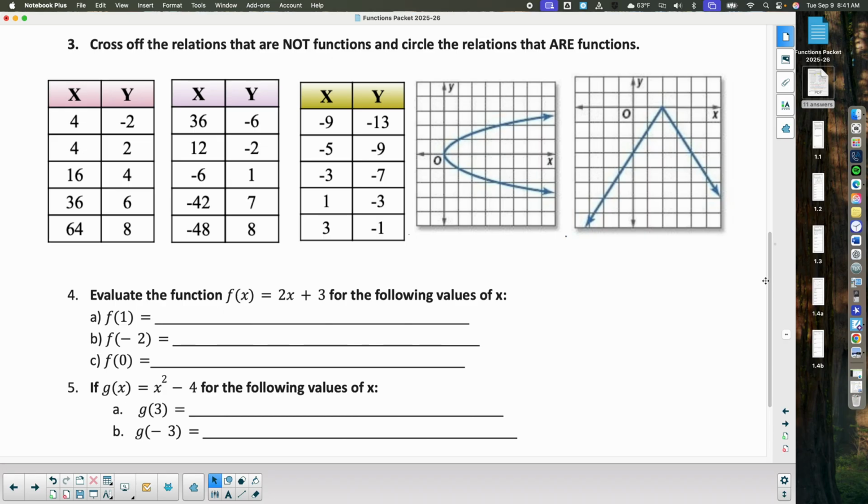Rowan. He looks excited. Rowan, is this a function or not? No. It is not, that is correct. There are 2 different 4's and they have 2 different answers. 2 of the same 4's that have different answers. So this is no. I saw yesterday a lot of people just put like an X through the whole table or circled the whole table. That's fine. However you want to mark it.